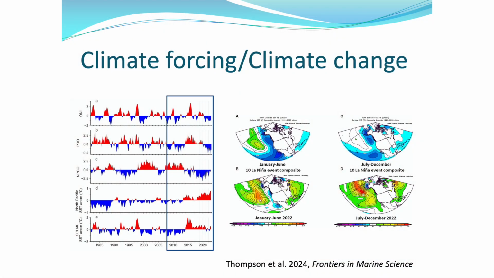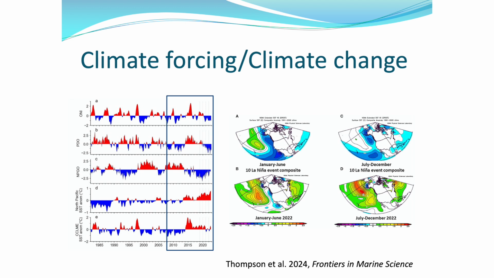We have a number of indices. These are numerical digests of, say, sea level pressure, sea surface temperature, things like that. This is the El Nino index. Right now, here you can see the triple El Nino that was just mentioned.